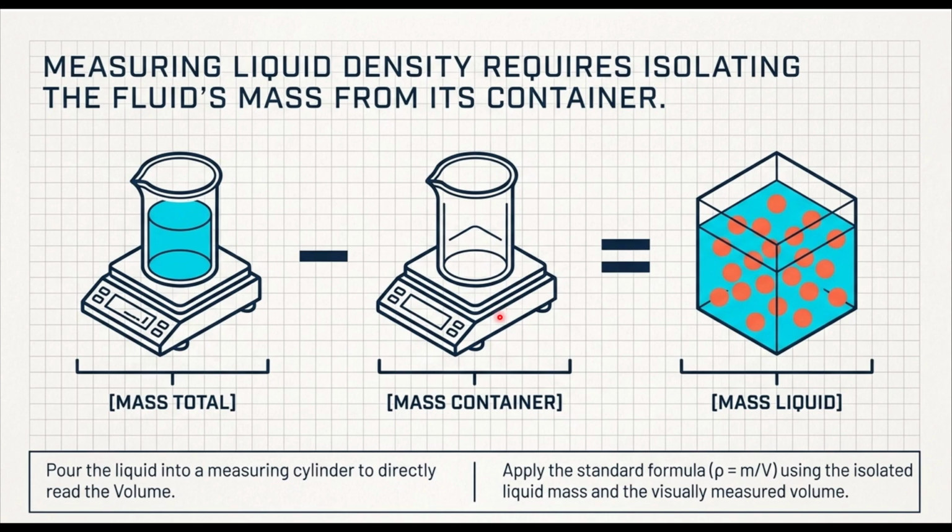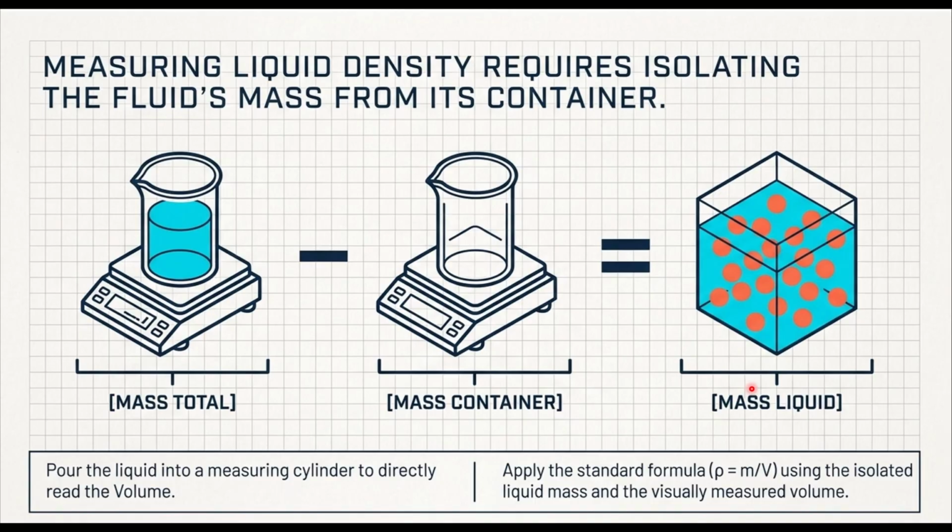Then fill it with the liquid and weigh it again. Okay, so subtract the mass of the empty container from the total mass. So the total mass will include both the cylinder's mass and the liquid's mass, right? So you have to subtract the empty container's weight from the mass of the filled one. Okay, then only you will get the actual mass of the liquid.